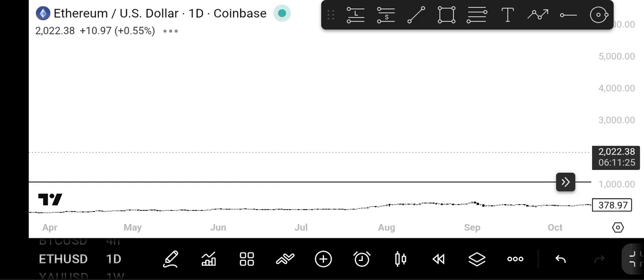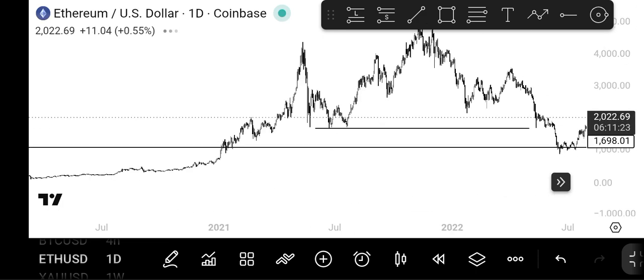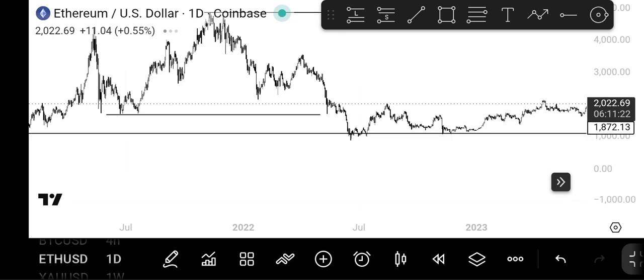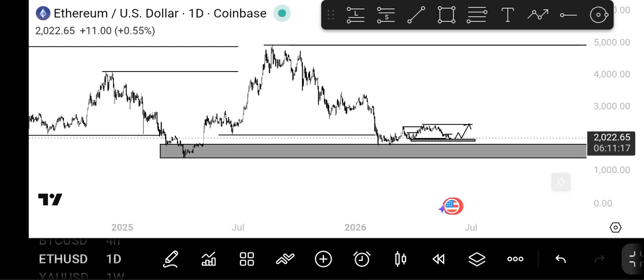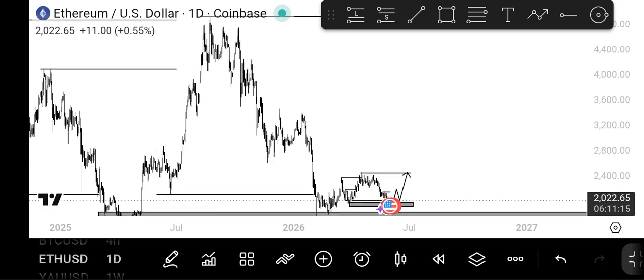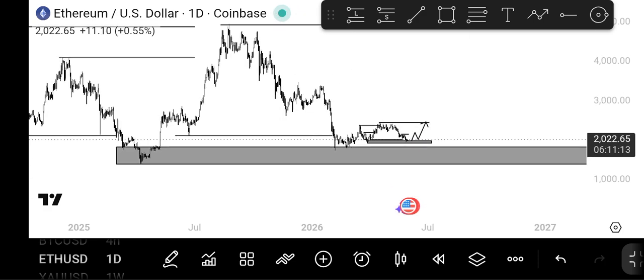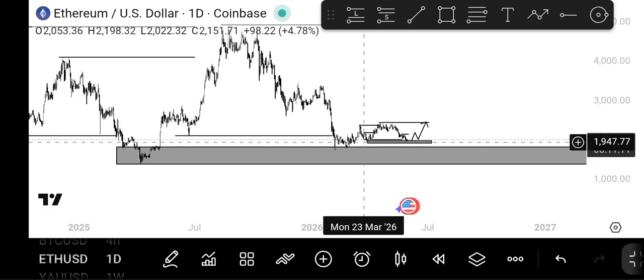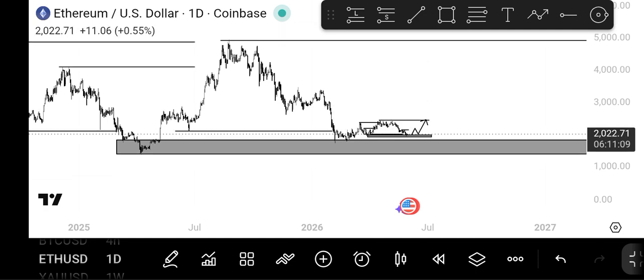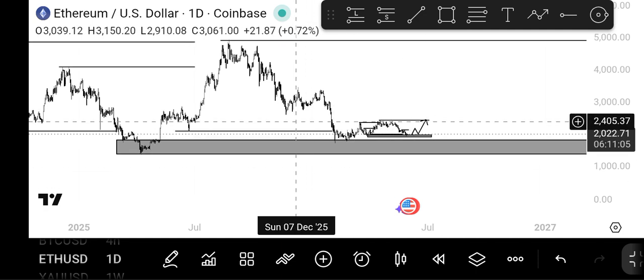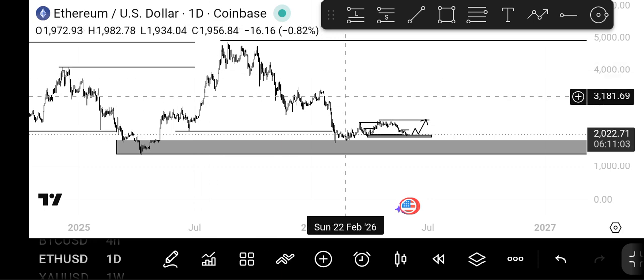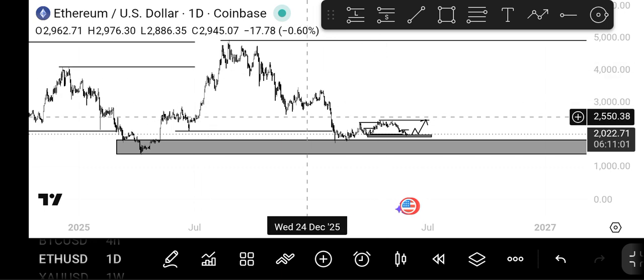Thank God it acted fast. Now this is the daily time frame. So guys, this is the picture of it on the daily time frame.